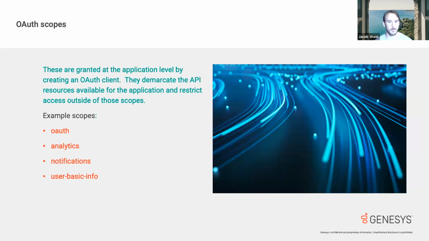So the OAuth scopes are basically demarcating the API resources that are available in the application, and it's going to restrict the API resources that it doesn't need. So these are bare bones scopes that you would need for your partial transcripts, and you may or may not use more depending on your application and what you need to do with it.